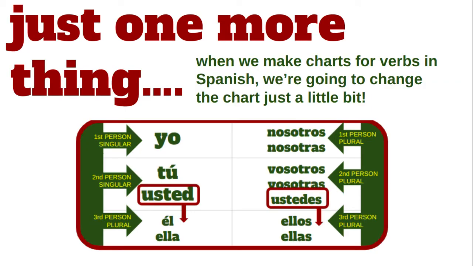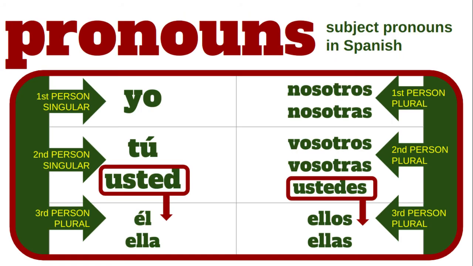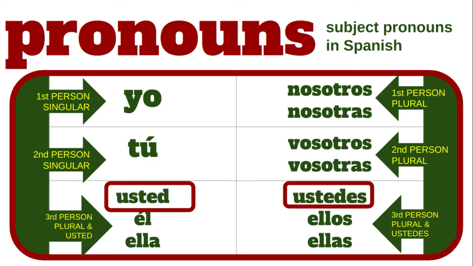So we have just one more thing to look at. When we make charts for verbs in Spanish, they're going to follow this exact same order. First person, second person, and then third person. Singular on the left, plural on the right. But for Spanish, we're going to make just one small change. We're going to take the words usted and ustedes, and we're going to move them down just a little bit. We're going to move them out of the second person row and put them into the third person row. They're still second person pronouns, but we're going to group them with the third person pronouns.